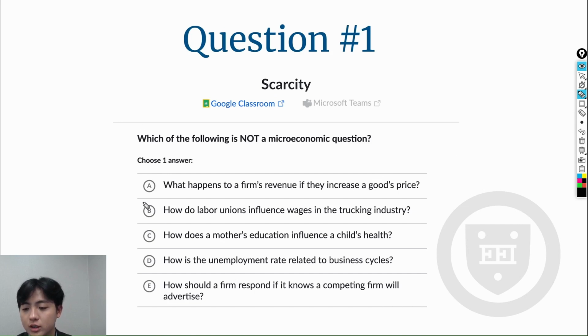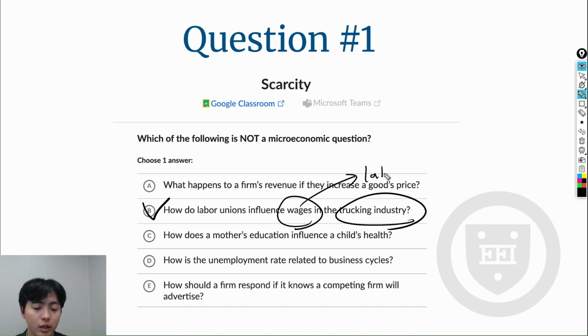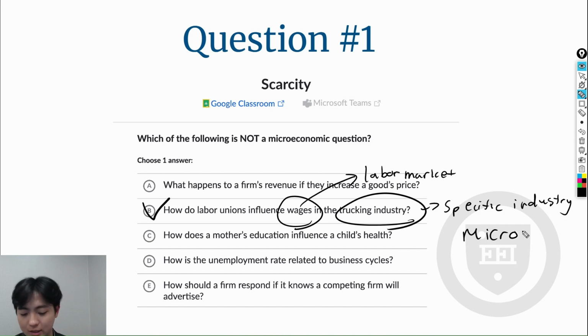The second answer is, how do labor unions influence wages in the trucking industry? Again, it's a very specific industry, right? The trucking industry. And it is talking about the wages of the labor market. So this is, again, the labor market, and then a specific industry. So it is, again, micro for these reasons.